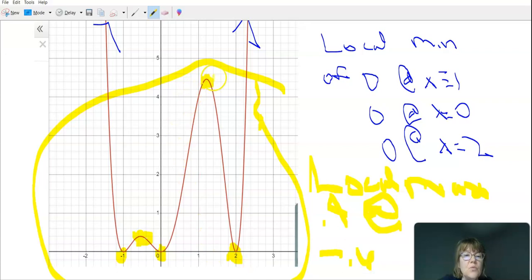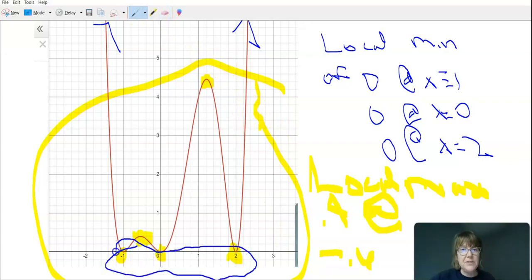And then this one looks like what? 4 point, maybe 4.1, if I had to guess, when x is about what? 1.2, something like that.